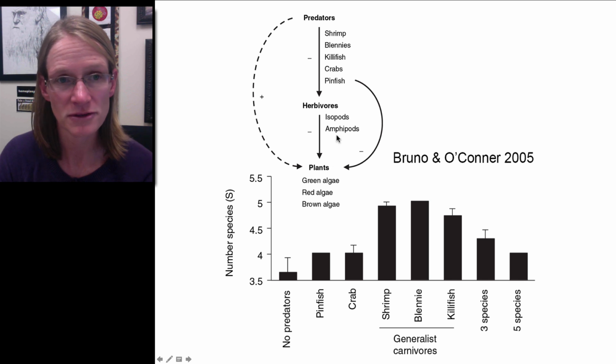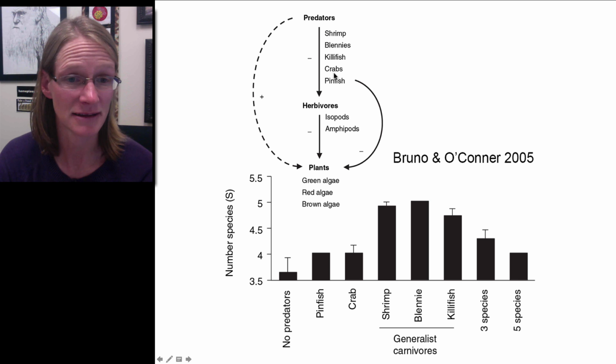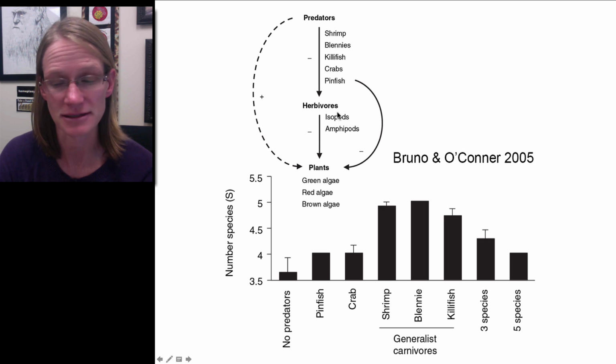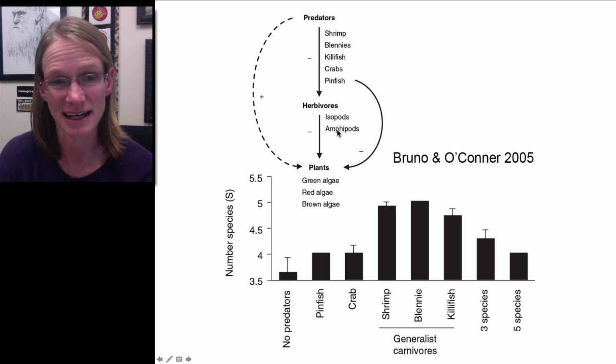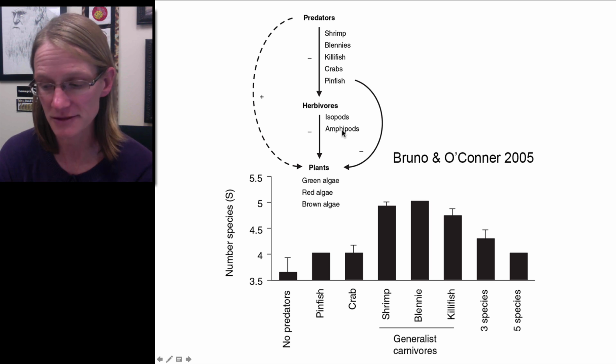In addition, most of these predators were generalists, meaning they would eat whatever, but there were a couple of them, like the crabs, that were specialists, and they really only ate a few things. Just like the isopods, they had a harder time actually catching the amphipods.